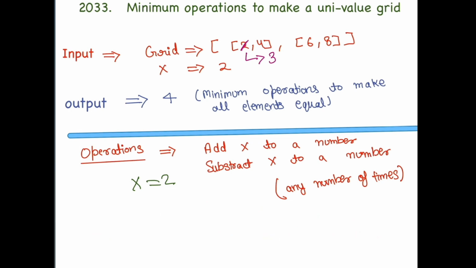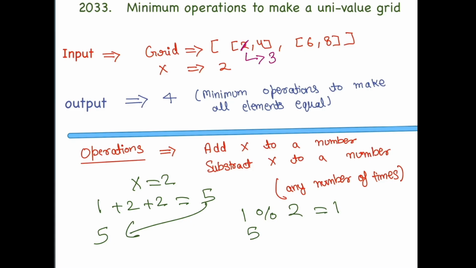Let us say we have two numbers, 1 and 5. Now in this case, these numbers are odd, right? But still we can make them equal. Plus 2 and plus 2, this will be equal to 5. Both are 5, right? And now you will notice that 1 mod 2 is equal to 1, and 5 mod 2 is equal to 1. The mods are same, and that's why it is possible to make them equal.